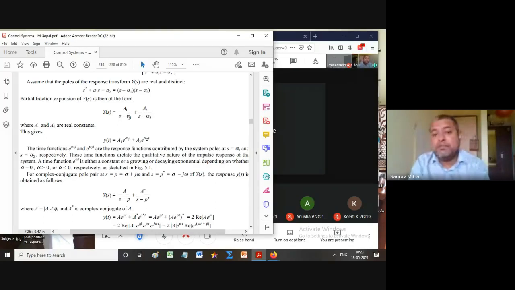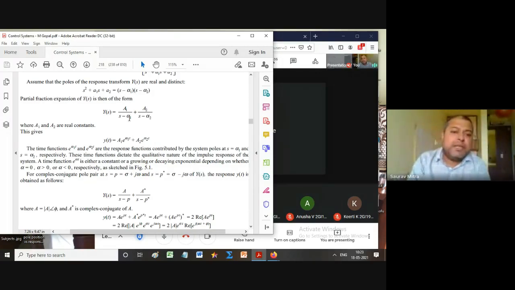Likewise, you don't know what is the value of alpha 1 and alpha 2. They can be positive, they can be negative. So depending on that, y(t) is equal to A1 e^(alpha 1 t) plus A2 e^(alpha 2 t). This is a generalized solution, and depending on the position of alpha 1 and alpha 2, we find out whether y(t) is stable or unstable.